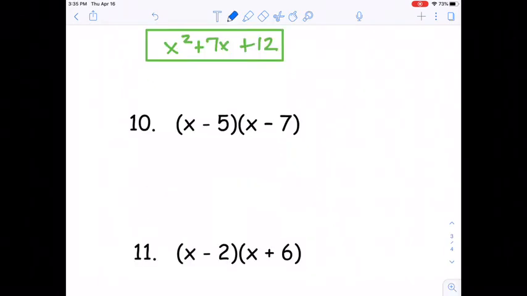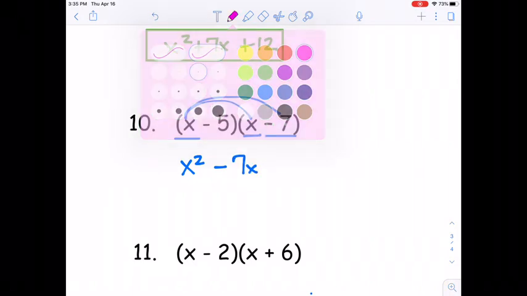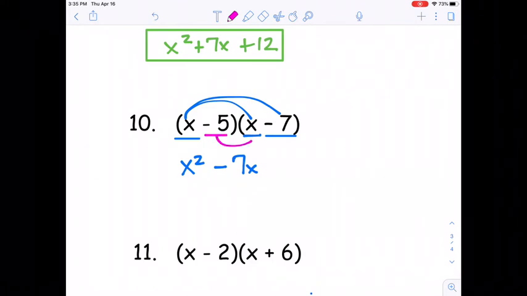Let's look at number 10 now. It's a little bit different because I'm subtracting in the parentheses, but we're going to do the same thing. We're going to multiply that x times both terms in the second parentheses. X times x is x squared. X times negative 7, use the sign that goes before the term. X times negative 7 is negative 7x. Then I'm going to take the negative 5. Negative 5 times the x is negative 5x, and negative 5 times negative 7 becomes a positive 35.